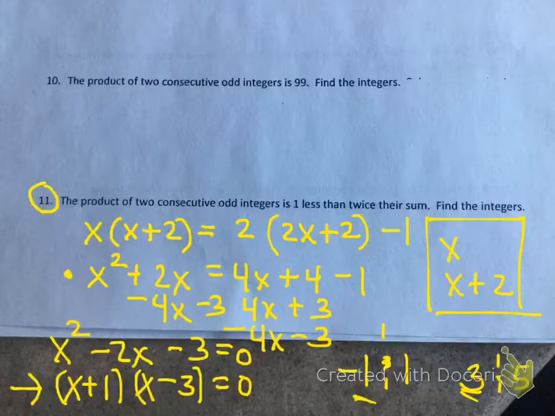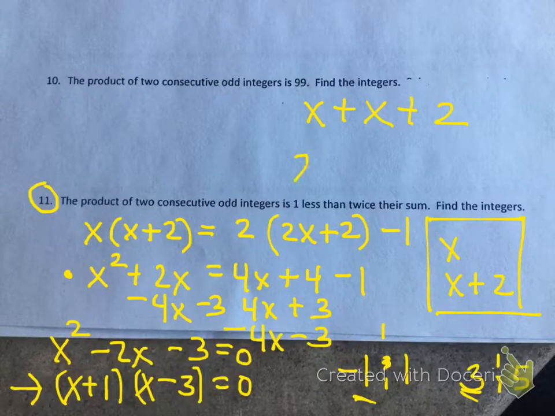All right, then I read this again. I keep reading it again and again and keep finding information. The product of 2 consecutive odd, and product is multiply, so I multiply that. Is means equals. Twice their sum. So their sum, if I add these up, x plus x plus 2, I get 2x plus 2. That's their sum. So I'm going to do twice their sum, less than 1.